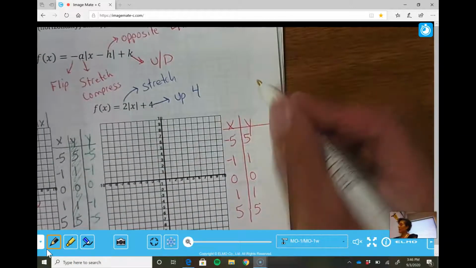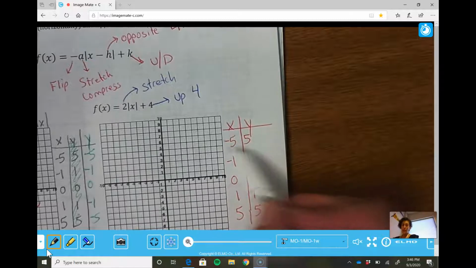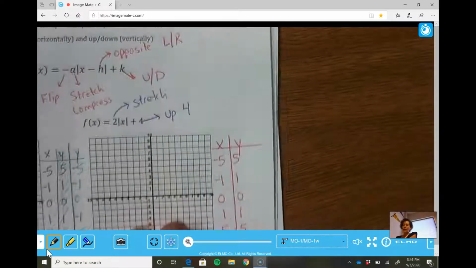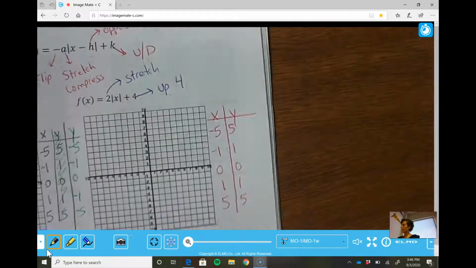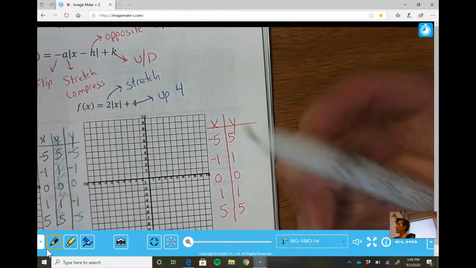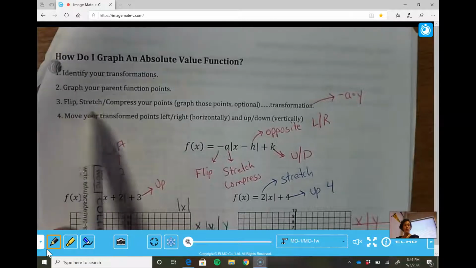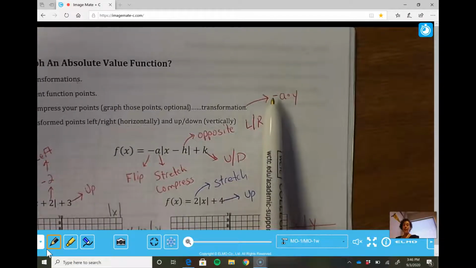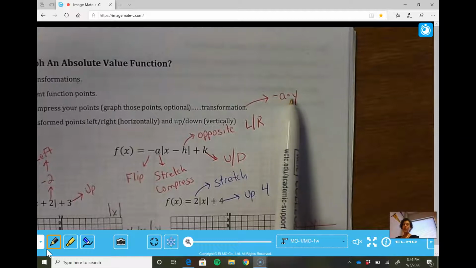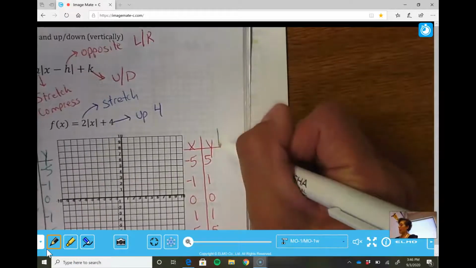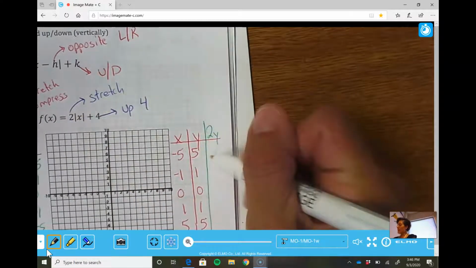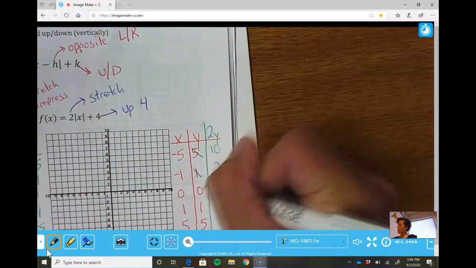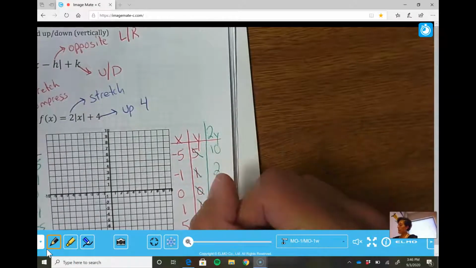So what I like to do first is, I'm not going to even graph these points. I know what they look like graphed. They're here. My goal is just to graph the final picture. So the first thing I'm going to do is deal with any stretch or compress or flip. So again, for the flip, stretch, or compress, if there's a negative value or whatever it is, you're going to multiply it by the y values. So I'm going to take all these y values, and because a is 2, there's not a negative, I'm just going to double them all. So 5 becomes 10, 1 becomes 2, 0 doubled is still 0.